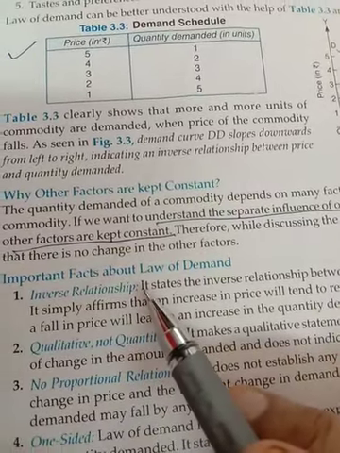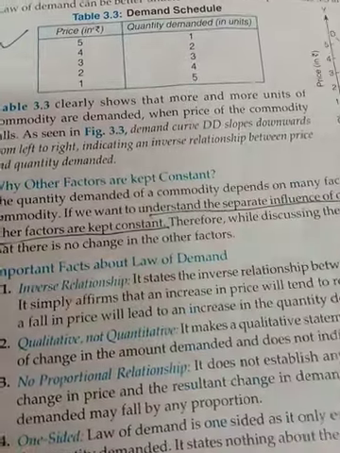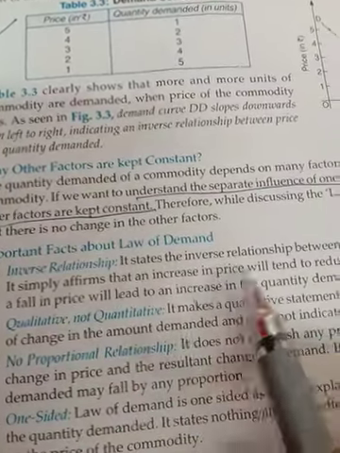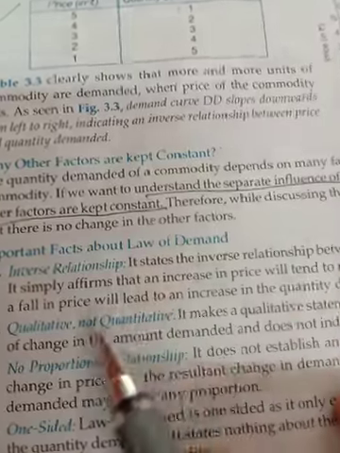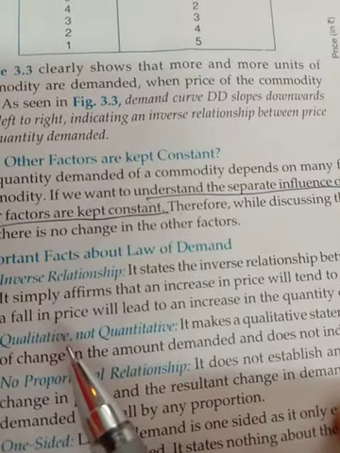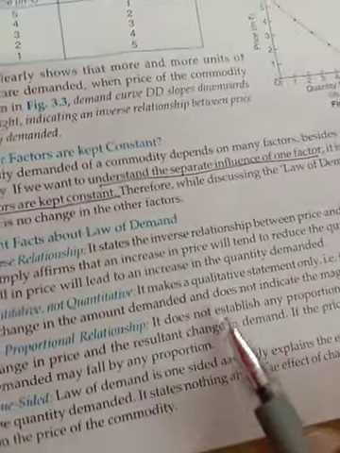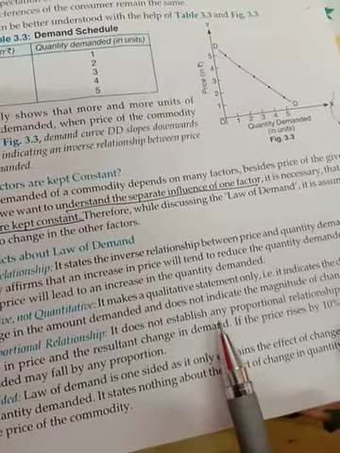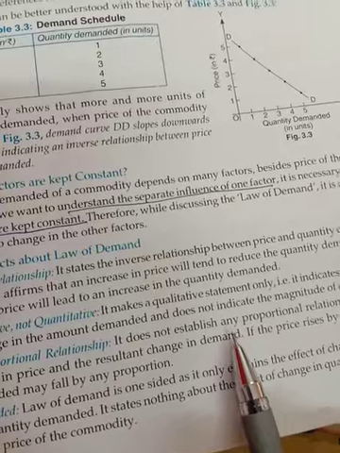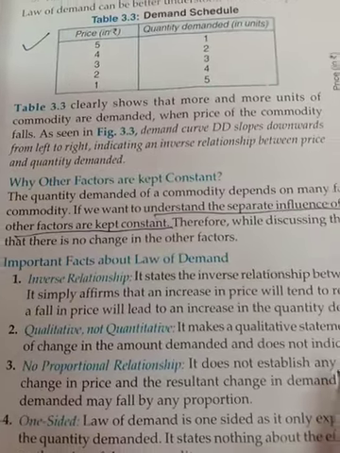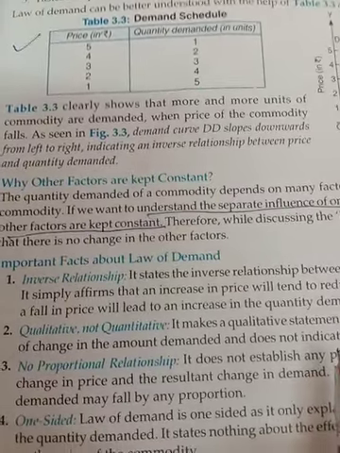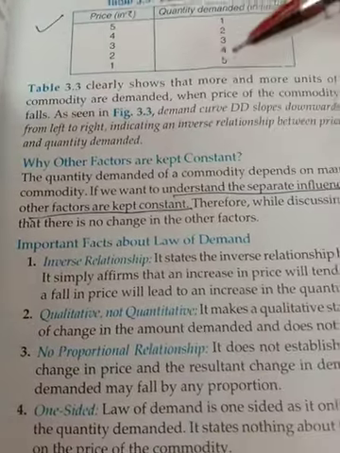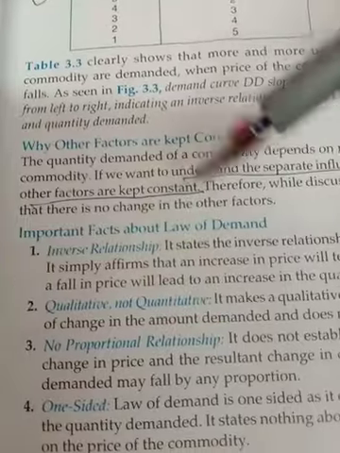Other important facts about the law of demand: it is an inverse relationship between two variables, that is, price and quantity demanded. Then it is qualitative, not quantitative. This is basically a qualitative statement, because it indicates just the direction of change in the amount of demand due to change in the price. It doesn't tell the magnitude, how much percentage change has occurred in the quantity demanded due to price. So it is only a qualitative statement. A question of 1 mark or an MCQ can come from these particular facts.